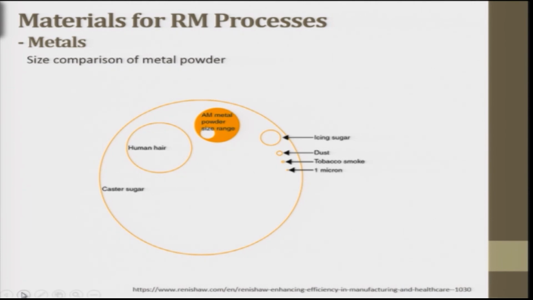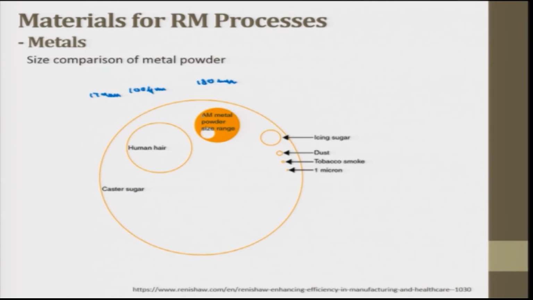Now, size comparison of metal powder. When metal is obtained in powder form, this is the size comparison. This is human hair. Generally the size of human hair is around 100 micrometers, though it varies from 17 micrometers to 180 micrometers. This is 1 micron. This is castor sugar that you use in tea.